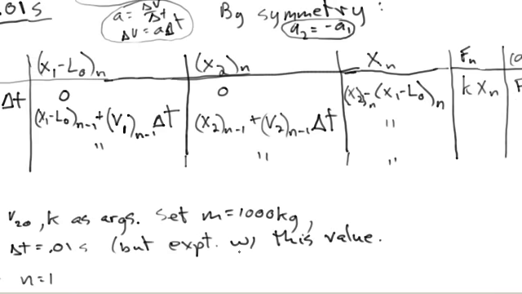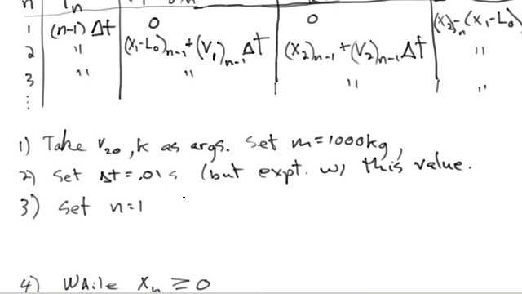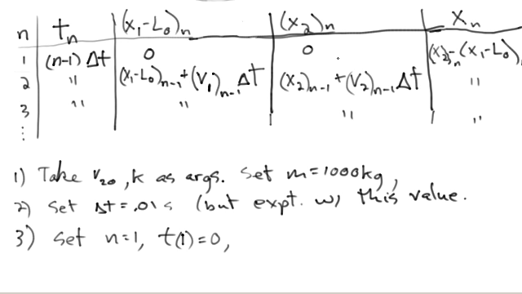So I need to save time values, and I need to save force values. I'm going to go t of 1 equals 0. That's the first time value. So I'm starting to build up an array of time values, and there's the first element. And then I'll set x1 minus L0 equal to 0.